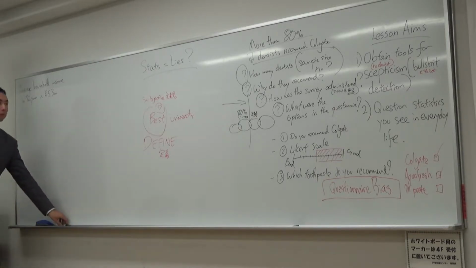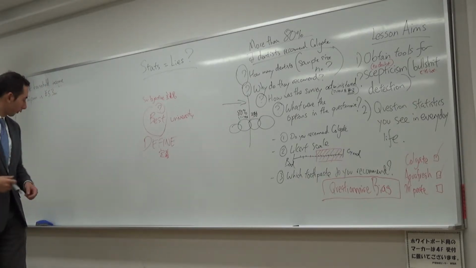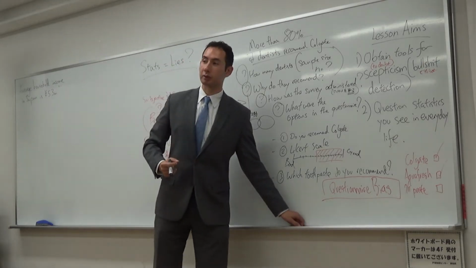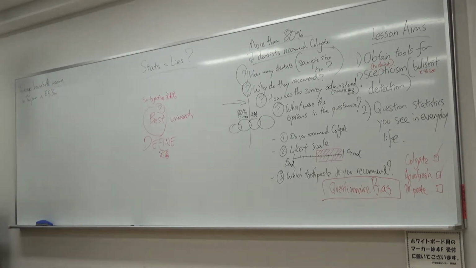The average household income in Japan is 5.3 million yen. Eri-san, how much is 5.3 million yen in Japanese? 1 million is 100万円, so 530万円. Yes, that is the average household income in Japan. Do you see any problems with this statement?